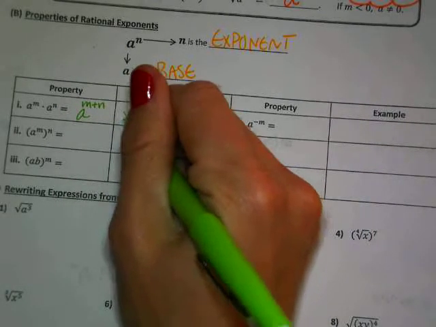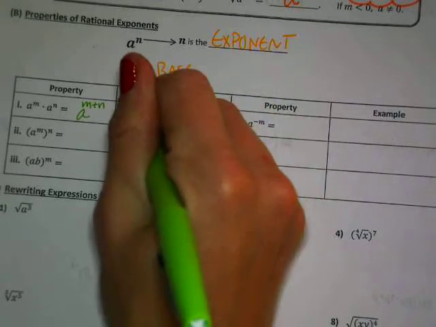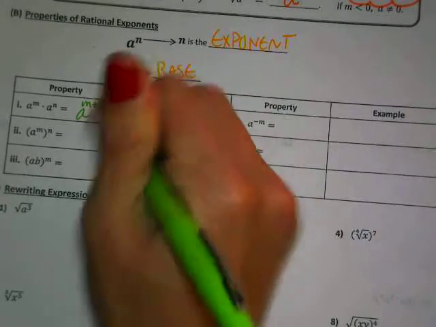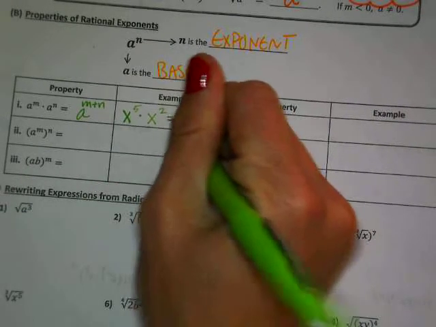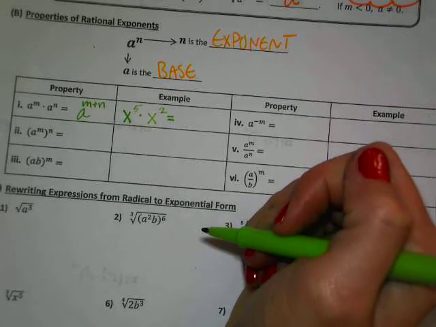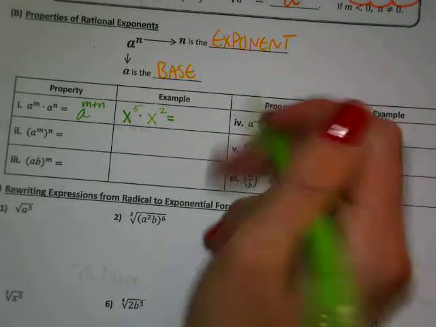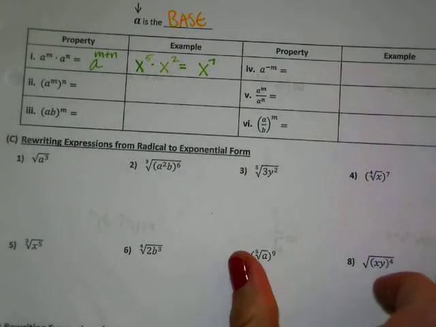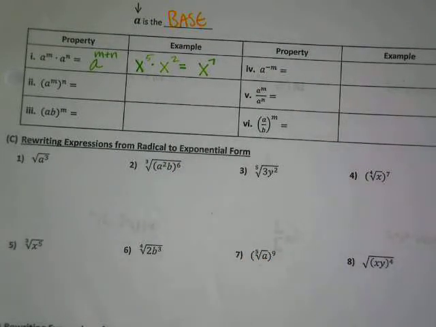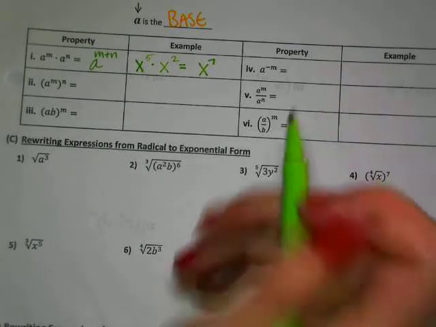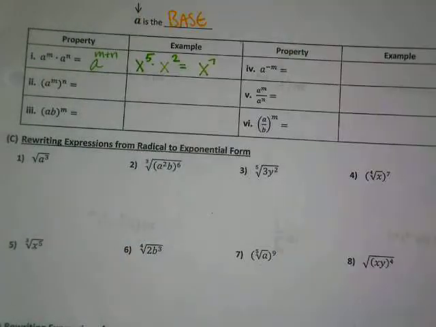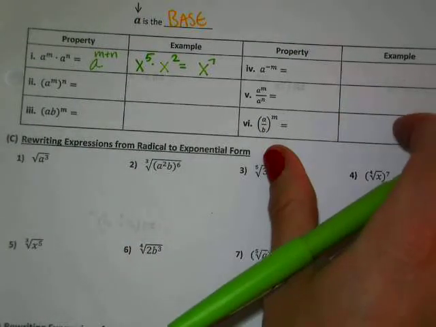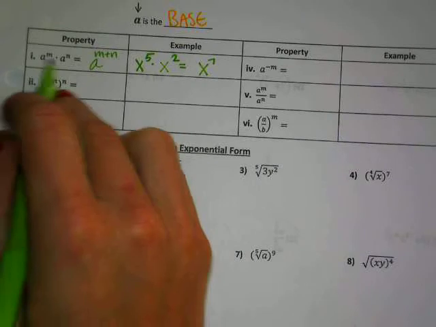So for example, if you had x to the 5th times x squared, what would your answer be? X to the 7th. Very good. All right, so when you are multiplying, you add your exponents.